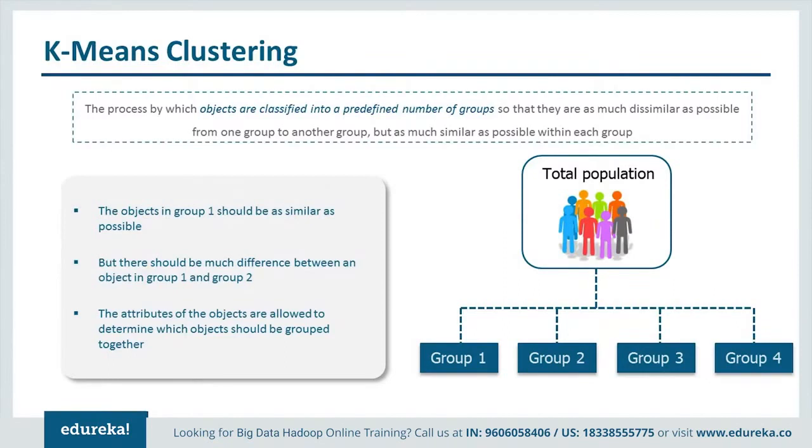So here, let's take an example. Let's say that we want to cluster the total population of a certain location into 4 different clusters, namely group 1, 2, 3, and 4. The main thing that we should keep in mind is that the objects in group 1 should be as similar as possible, but there should be as much difference between an object in group 1 and group 2. It means that the points lying in the same group should have similar characteristics, and they should be different from the points lying in a different cluster. The attributes of the objects determine which objects should be grouped together.